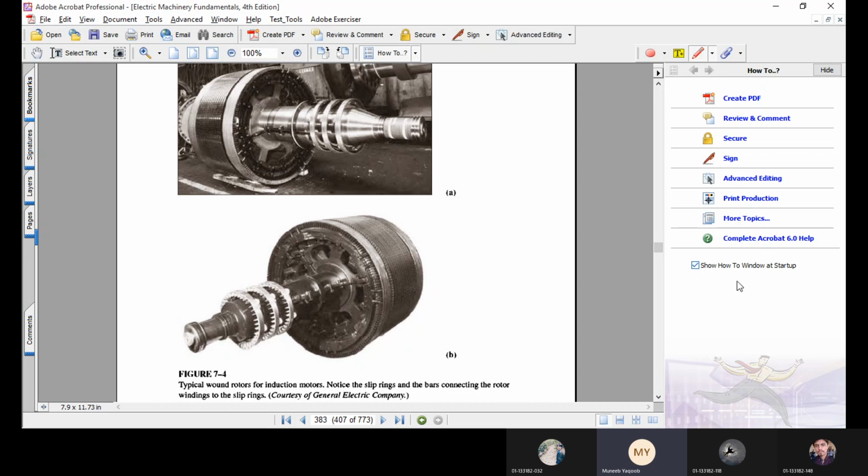Now, the three-phase winding that is installed at the rotor is often of the Y type. That is this type, Y.